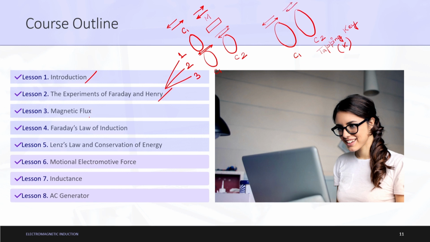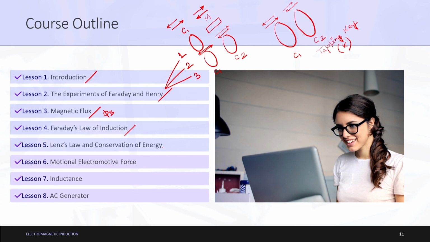Then lesson number 3, that is magnetic flux, where the value of phi B was calculated, that is the dot product of B and A, followed by Faraday's law of induction, that was epsilon, the EMF produced, equal to minus N d phi B by dt, that is the change in magnetic flux per unit time multiplied with the number of turns, with a negative sign.